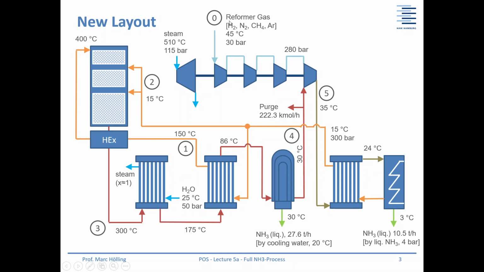We start here with the reformer gas, 45 degrees Celsius, 30 bars, and then we have a compression in four stages. We want to do it in such a way that at the outlet of stage 3 we have 280 bars. No matter what the outlet pressure in DWSIM is, we want to have 280 bars here for the inlet to the fourth stage.